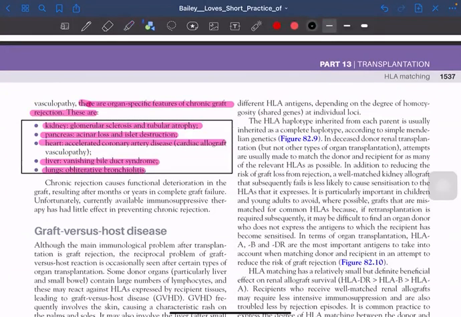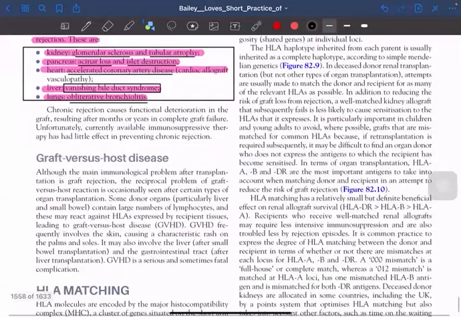By far the most important point: kidney showing glomerulosclerosis and tubular atrophy. Pancreas showing acinar loss and islet destruction. Heart showing accelerated coronary artery disease. Liver showing vanishing bile duct syndrome. Lungs showing obliterative bronchiolitis. Next point is graft-versus-host disease.